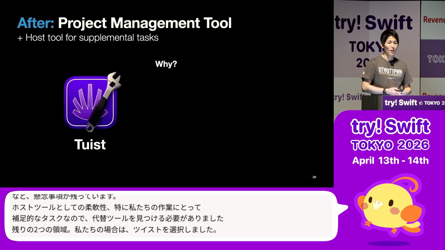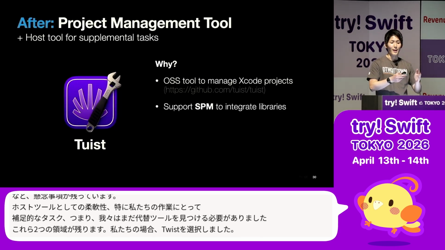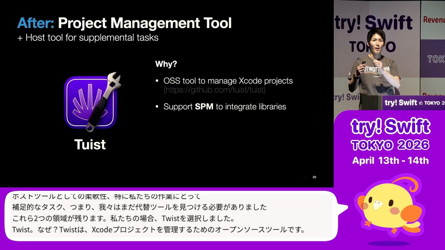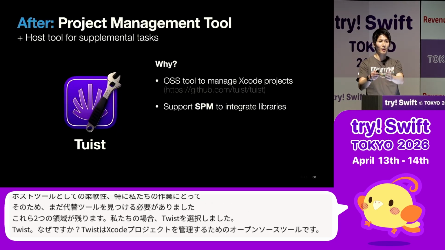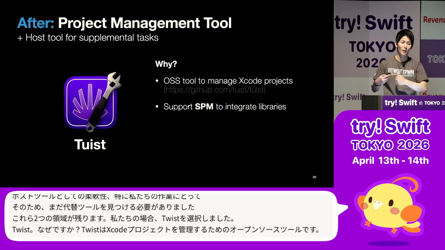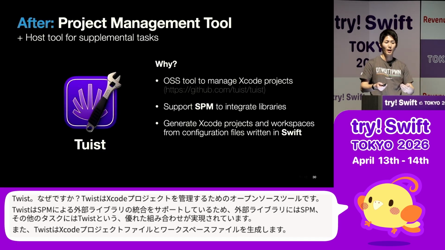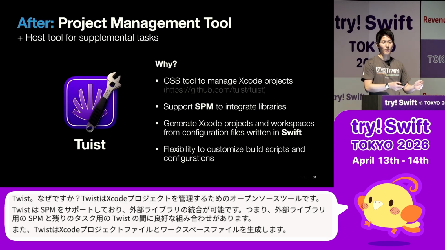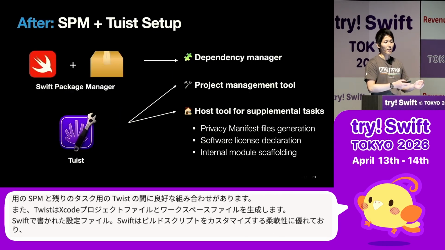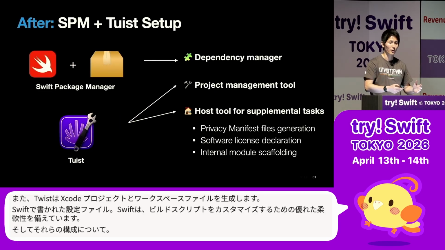Tuist, why? Tuist is an open source tool to manage Xcode projects. And Tuist supports SPM to integrate external libraries, meaning it's a very good combination between SPM for the external libraries and Tuist for the remaining tasks. Also, Tuist generates the Xcode project and workspace files from configuration files written in Swift. And Tuist has very good flexibility to customize build scripts and configurations. So this is our overview, what kind of tools we selected, SPM and Tuist.